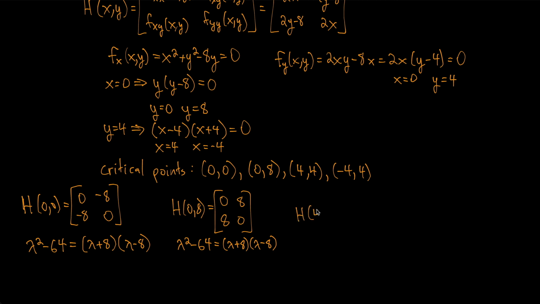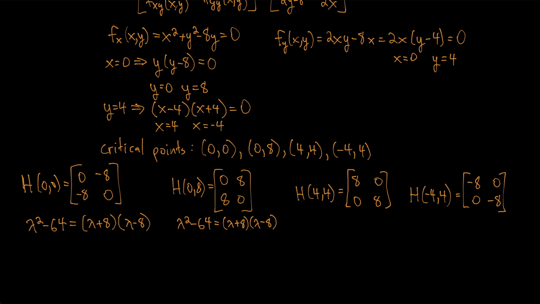Next we'll do H of 4, 4. So that's 8, 0, 0, 8. We don't even have to bother with the determinant for that one because it's already diagonal. So the eigenvalues are along the diagonal, they're just 8 and 8. Let's get H of minus 4, 4 to finish. When we plug in, we get minus 8, 0, 0, minus 8. Again, it's diagonal, so the eigenvalues would just be minus 8, minus 8.